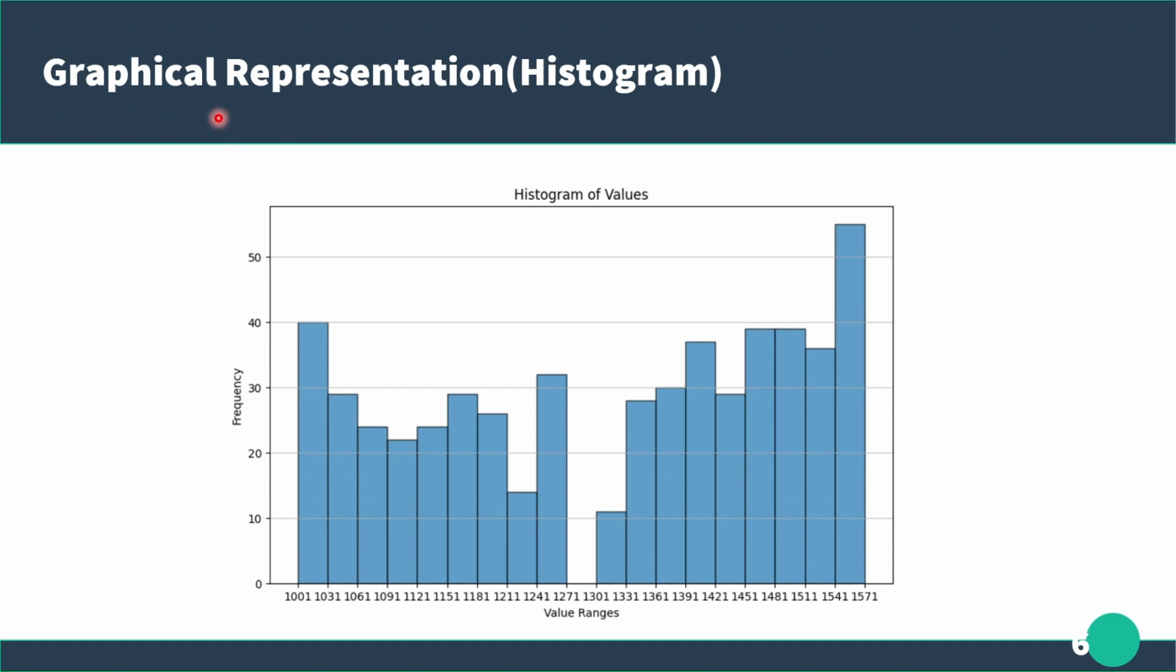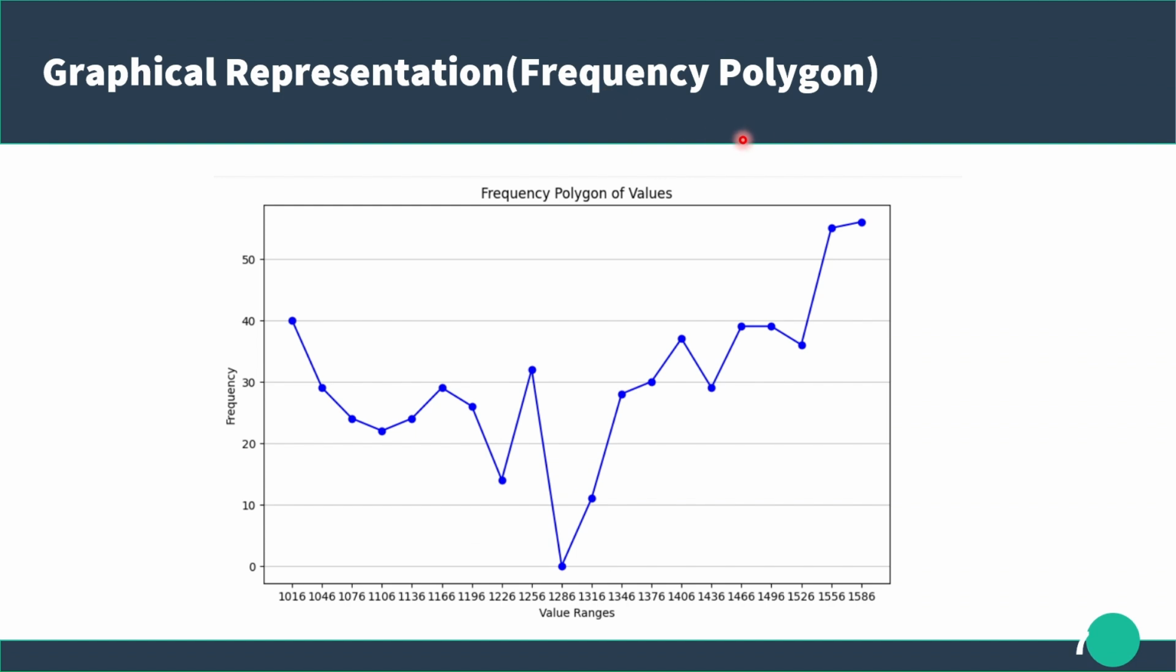Now this is the graphical representation, and this is a histogram. It has the frequencies on the y-axis and the classes on the x-axis. Here you can see that the smallest frequency is 0 and the highest frequency is 56, as we can compare it from the level here. It is 56.